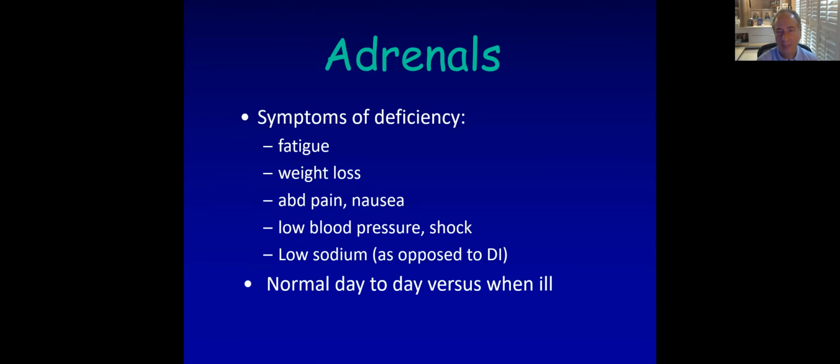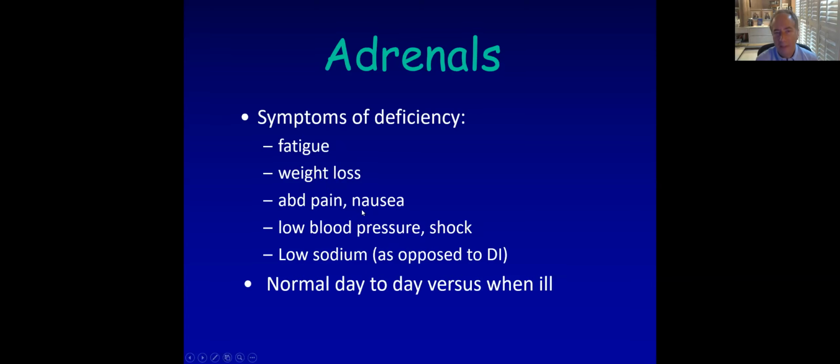But other symptoms of adrenal insufficiency are weight loss. So this is now the opposite of the thyroid. Here, they both have fatigue, and this one is weight loss versus weight gain. Abdominal pain and nausea. If it's more severe, low blood pressure and shock. And it can lower sodium, as opposed to DI, diabetes insipidus, where I sometimes get very high sodium. So that's another clue to what's going on.